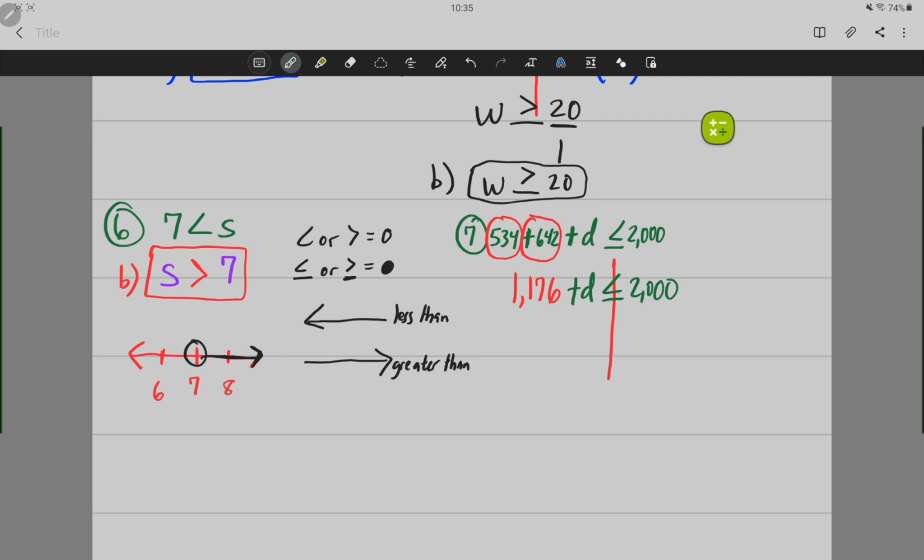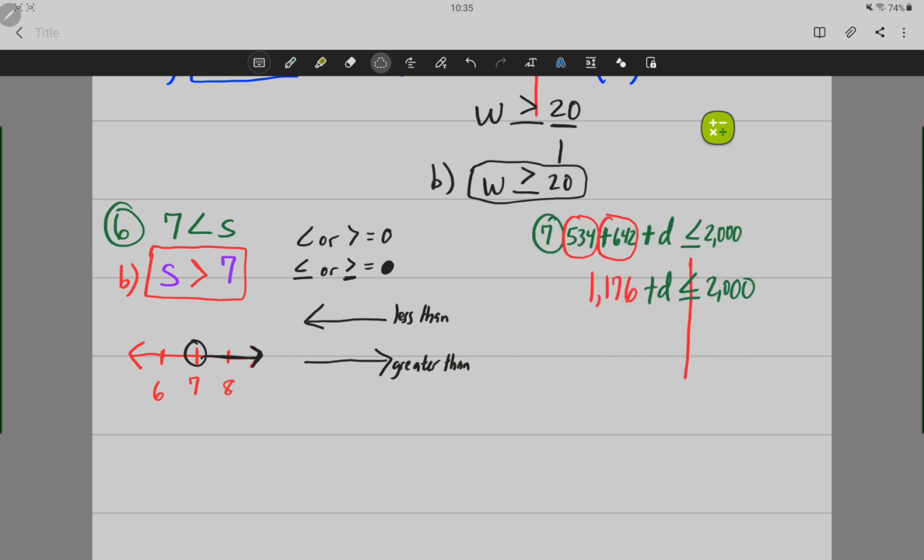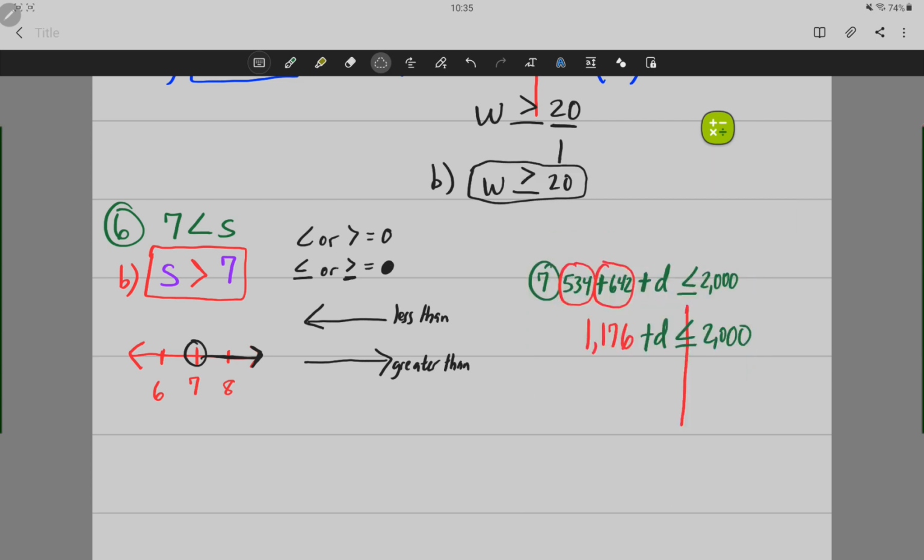Now we just have one more step to go to solve this inequality. We have the variable D, and next to it we have the constant term positive 1,176. Just move this down, get some space. So to get rid of the positive, we have to do the opposite, which is to subtract. So you want to subtract 1,176 on both sides. 1,176 minus itself is 0, so cancel that. Bring down your variable D and your less than or equal to symbol.